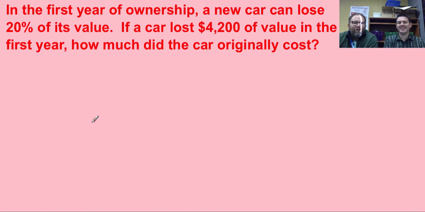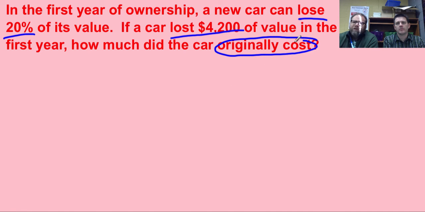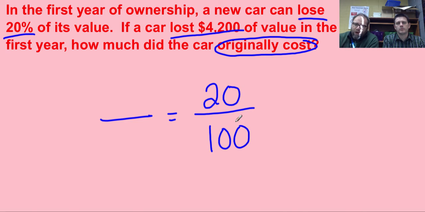So in our first year of ownership, the new car lost 20% of its value. Get used to it. If a car loses $4,200 of value in the first year, how much did the car originally cost? So if we start kind of diagramming this, we know that I would start with my percentages. So I know it can lose 20%, so that's my part. And then I know my whole is always going to be 100%. And checking to see, we want to know how much it originally cost. So that would be a total. So we need to know the whole. That's our missing piece. And we know that it lost $4,200.